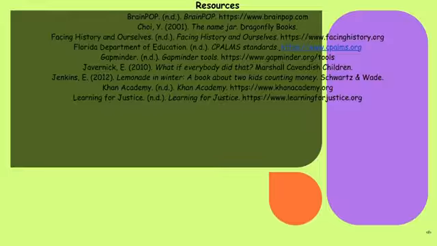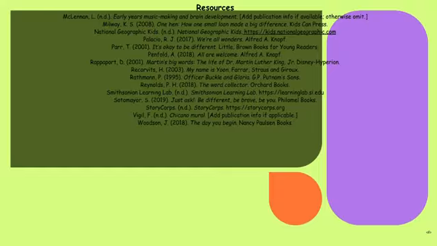And here are more resources that you can find on this slide, as well as this one. Thank you, and this is the end of our presentation.